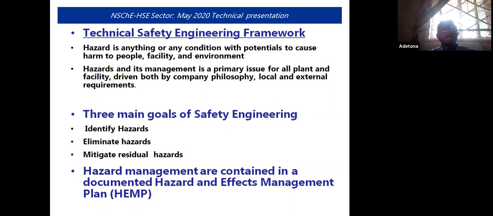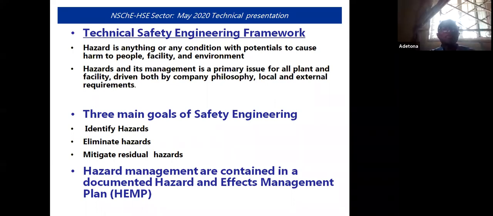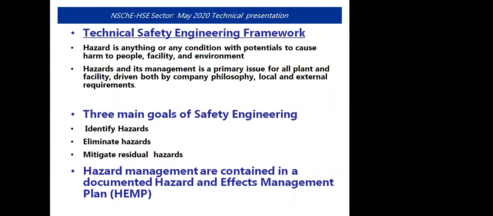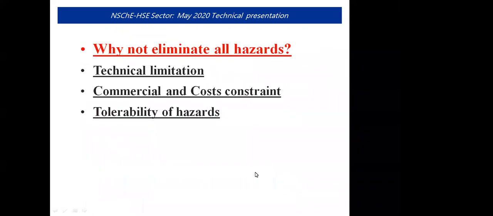First is to identify the hazards, and the next is, as much as possible, to eliminate hazards if practicable. And where you cannot eliminate all of them, the residual hazards are mitigated. This forms the main task or focus of hazard management in both plants and industry.